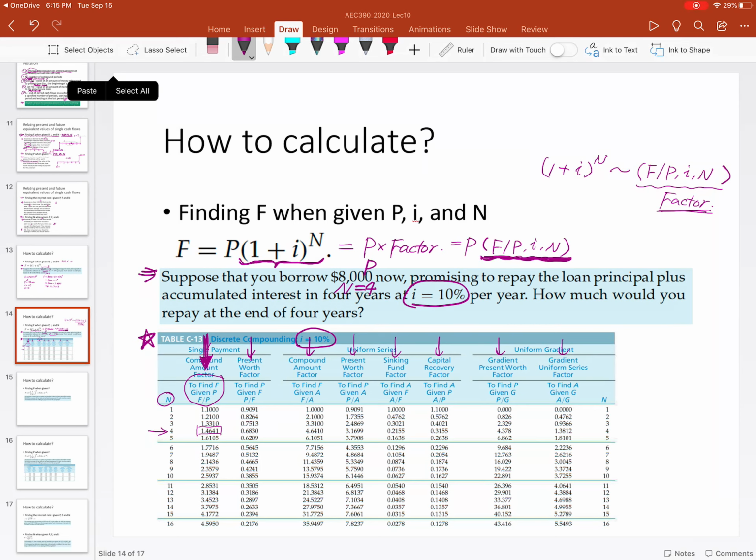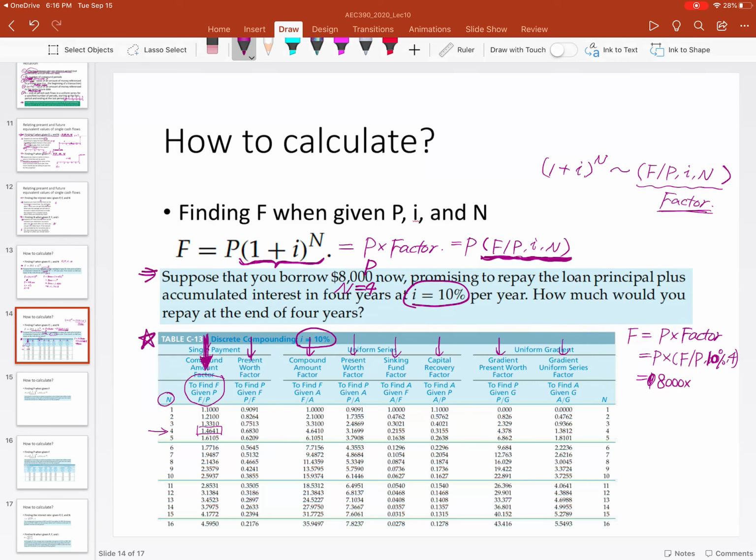So now you have a row to look at, you have a column to look at. That will give you the number there, a cell. And that is the value of the factor you're looking at. Okay, so to calculate this F, you use the P times that factor. And that factor, you can write it as find F given P with 10% and 4 years. You can just replace the letters by the values you already know.